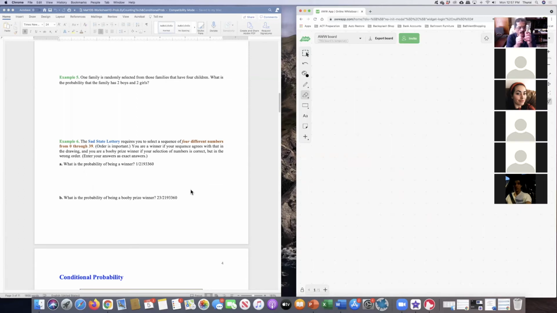The state lottery requires you to select a sequence of 4 different numbers from 0 to 39. Now, notice that it says 4 different numbers. That means no repetition. They're going to be 0 to 39. This is how the lottery is, but the lottery I'm talking about here is reduced, a smaller one.